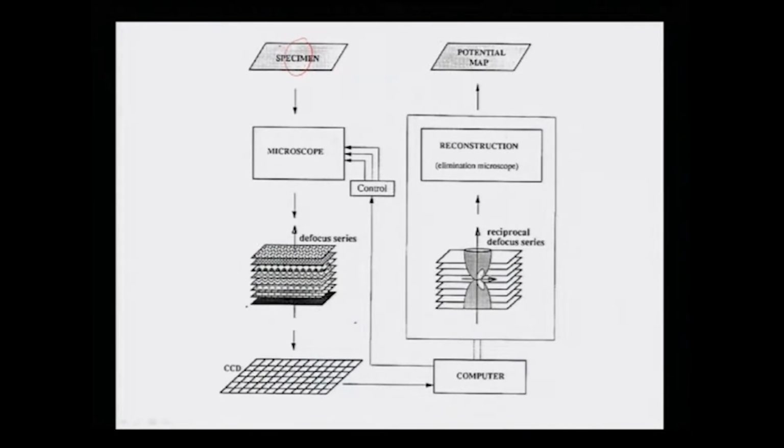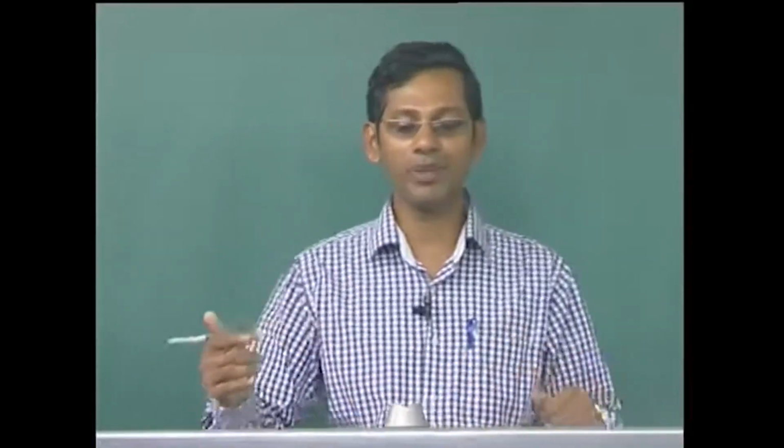And to make life simpler, we always get a defocus series of images, where the defocus of the optical lens is varied systematically, and images are obtained as black and white dots, as you have seen in some of the pictures, and these images are fed into the computer. The computer has the software built in, and this software runs based on the three principles which I have just told you, and then reconstructs the original image by comparing with the available model, and finally it gives you a potential map.